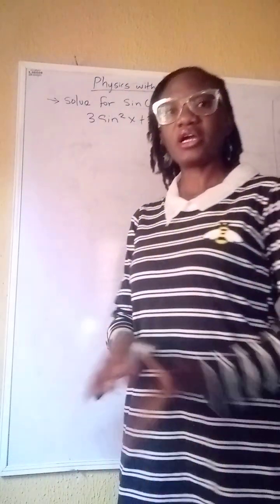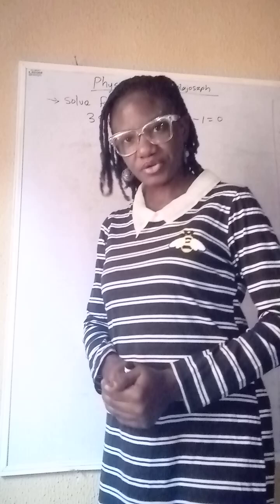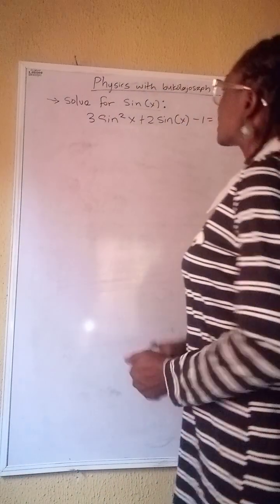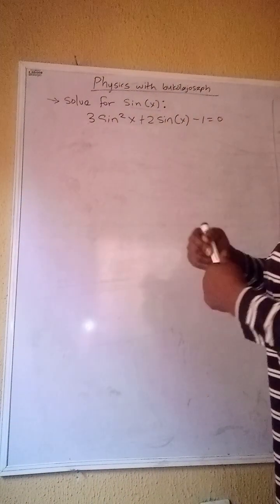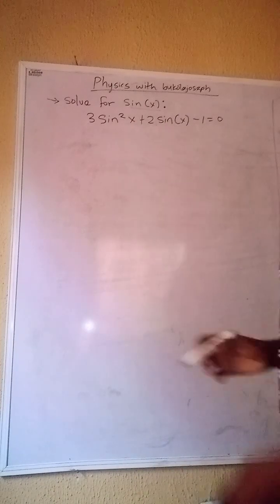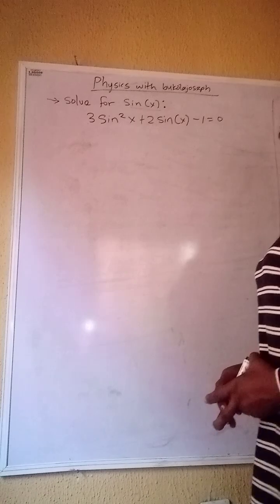So, hello, we have this trigonometry question to be solved. It's on the board. I'll read the question. For sine x, 3 sine squared x plus 2 sine x minus 1 is equal to 0.